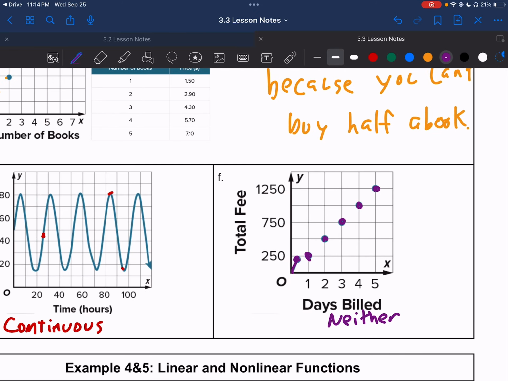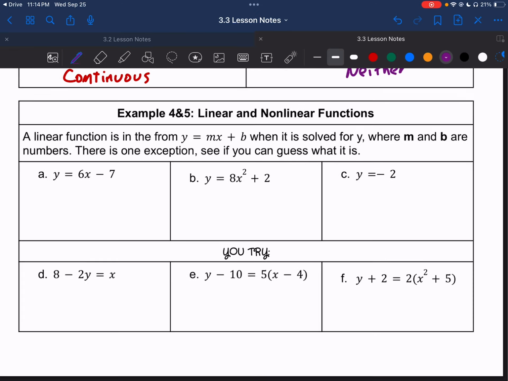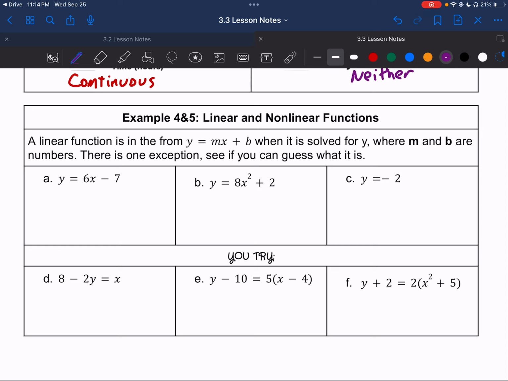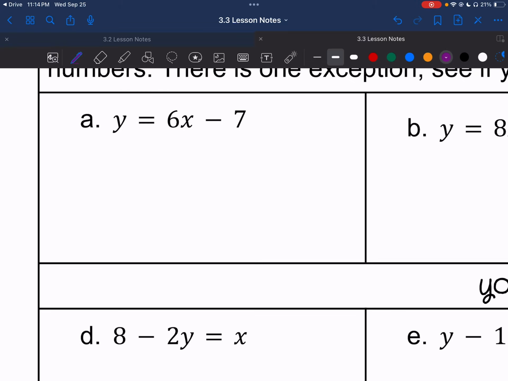Now, we're going to go down the page and look at examples 4 and 5, which are linear and nonlinear functions. A linear function is in the form y = mx + b, when it is solved for y, where m and b are numbers. There is one exception, and I want to see if you can guess what it's going to be. So letter A, is this in the form y = mx + b? The answer is yes, so this is linear. 6 is m, -7 is b. 6 is my slope, -7 is my y-intercept.